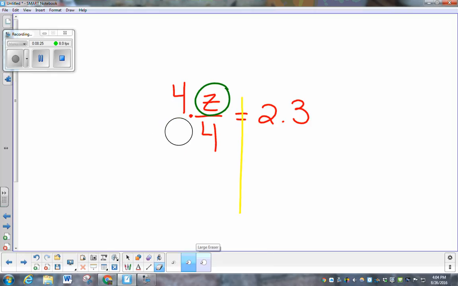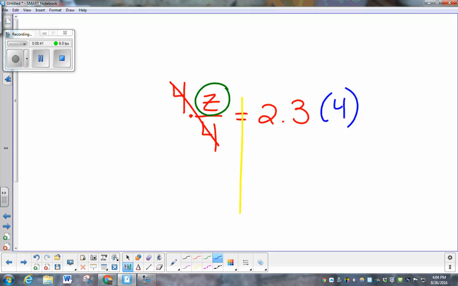We're multiplying by 4 over 1. Because 4 over 1 times 1/4, or 4 over 4, is 1. And that's what we wanted here. So over here, we are multiplying, I'm going to put this in parentheses, by 4. I was afraid a dot for multiplication would look like that decimal. So we're multiplying by 4 on both sides to get that z by itself. So I'm left with z equals 2.3 times 4.